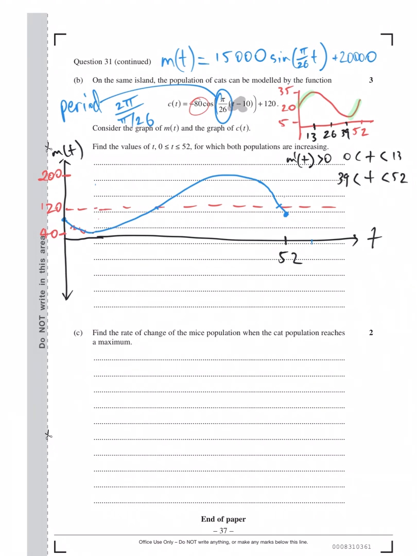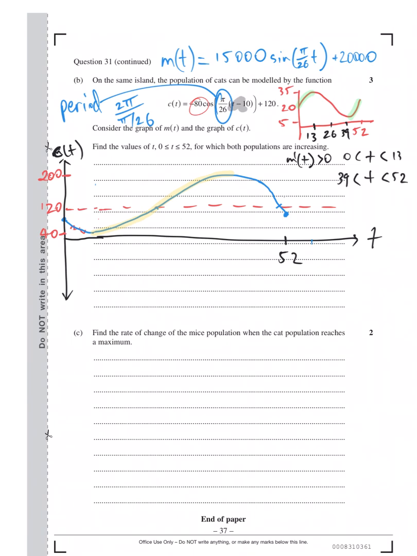Now the question that we're asked here is where are both of these functions increasing? So we've got our values for M(t). Now what we need to do here is for C(t). Mislabeled that, sorry, that's C(t), not M(t). Now, where is this function here increasing? Well, this function here is increasing there.